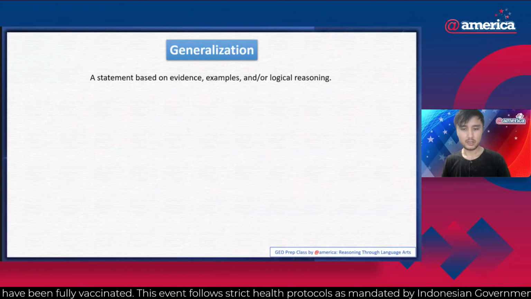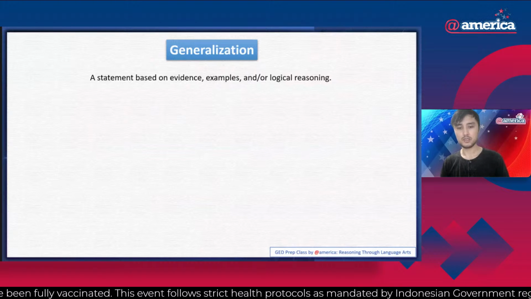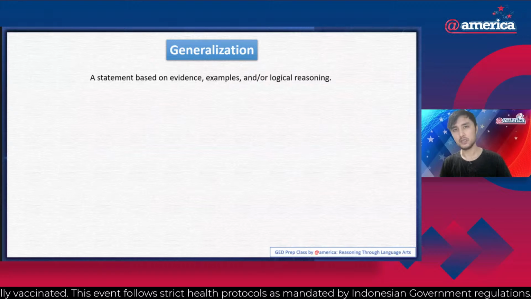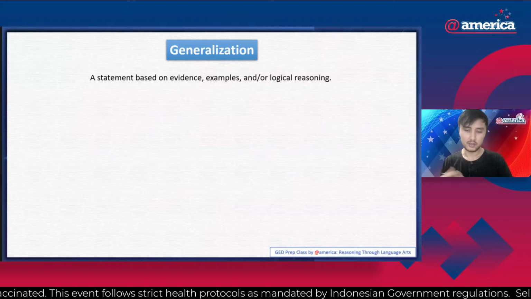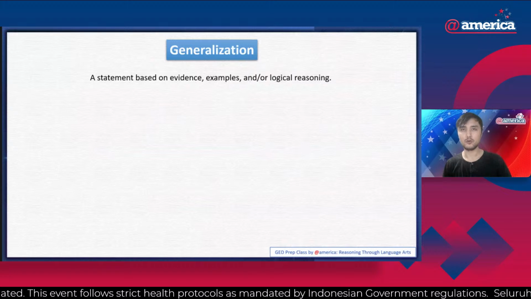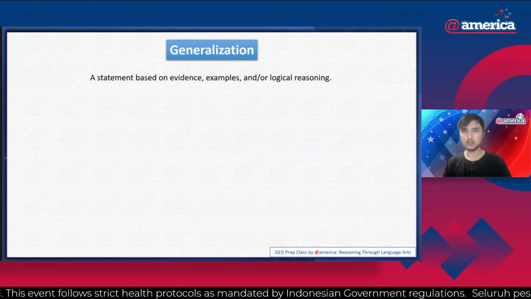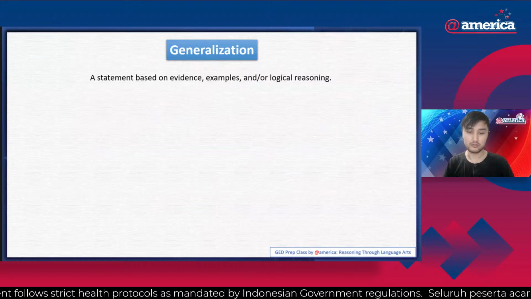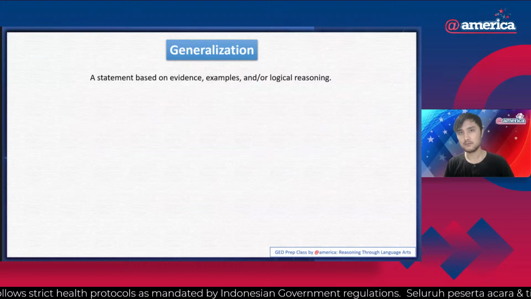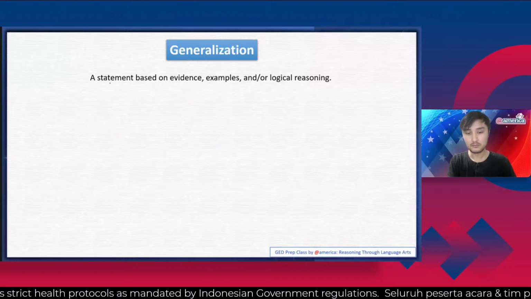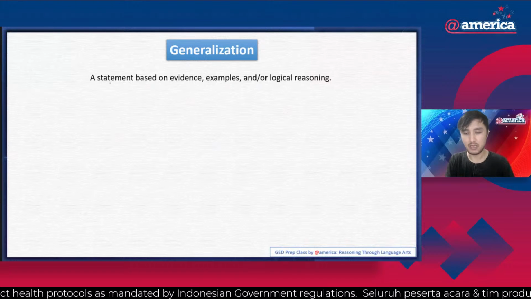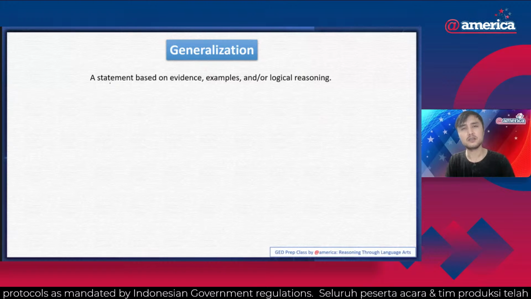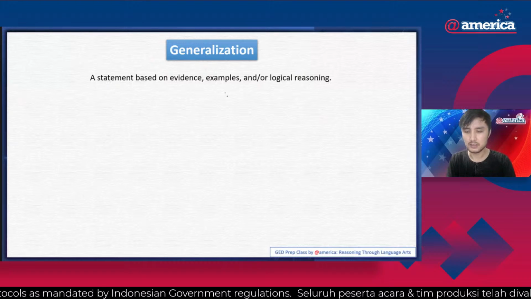Anyway, the next one is generalization. Generalization basically is a statement based on evidence, examples, and logical reasoning. Logical reasoning means that you say, okay, people should not do this, and most people do this because this is good, and for all these reasons. So that is logical reasoning based on evidence. When you say based on evidence, you have to have some type of evidence. As we talked about in the second or third session, we talked about different types of evidence.